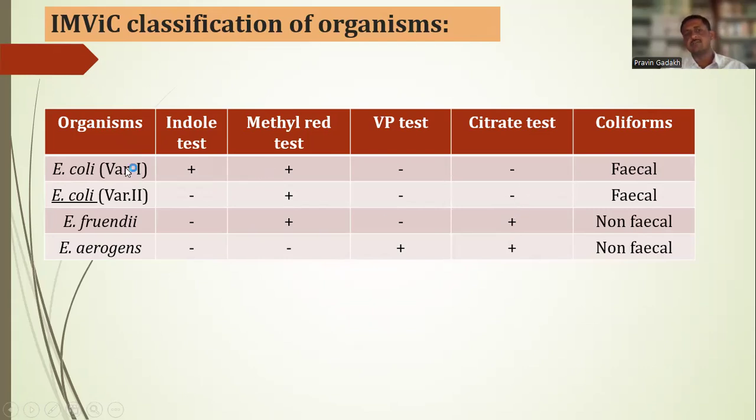So basically, for the first and last organisms, the first organism gives two tests positive and two tests negative, that is positive, positive, negative, negative, and Enterobacter it is negative, negative, positive, positive. So on that basis, we can differentiate whether the water sample is contaminated with fecal coliforms or non-fecal coliforms. So this is a differentiating test we can use to differentiate organisms between fecal and non-fecal origin.